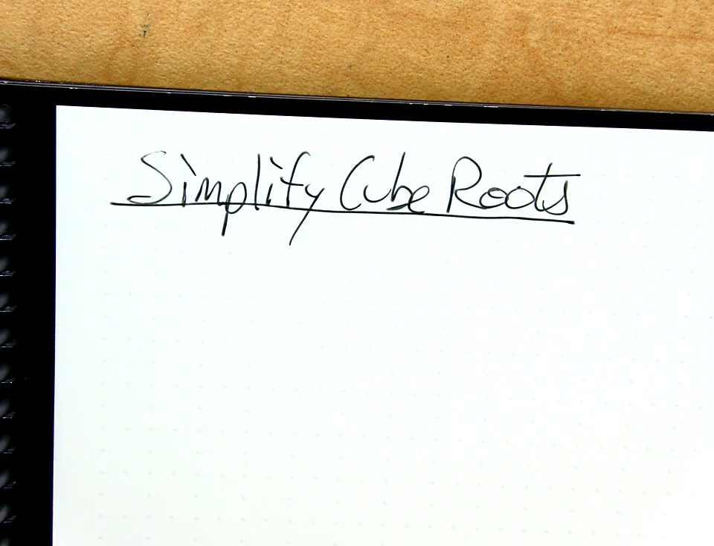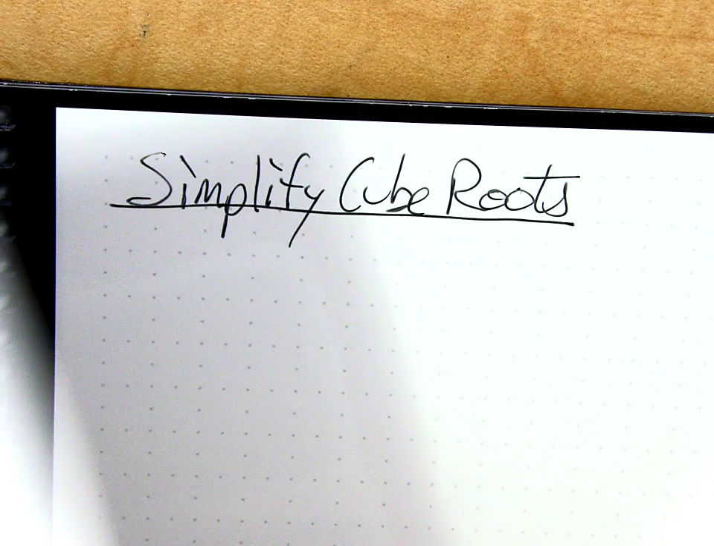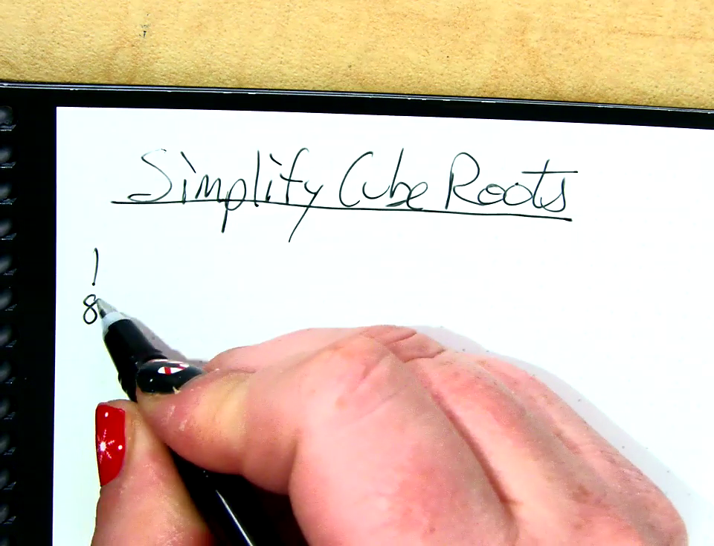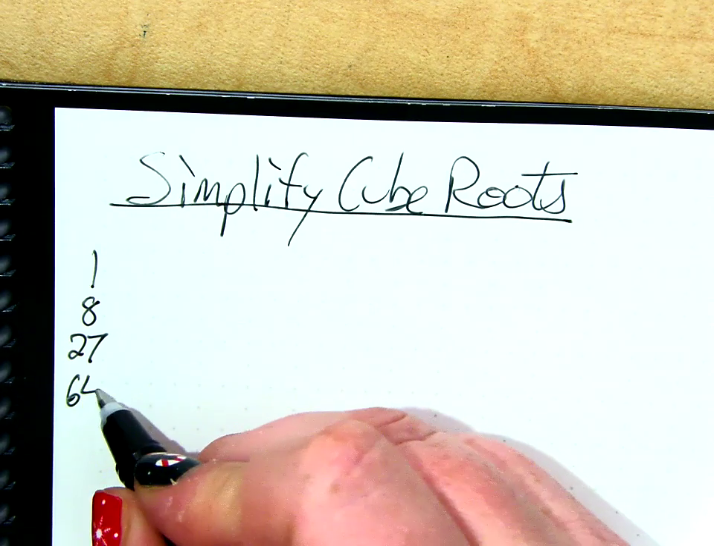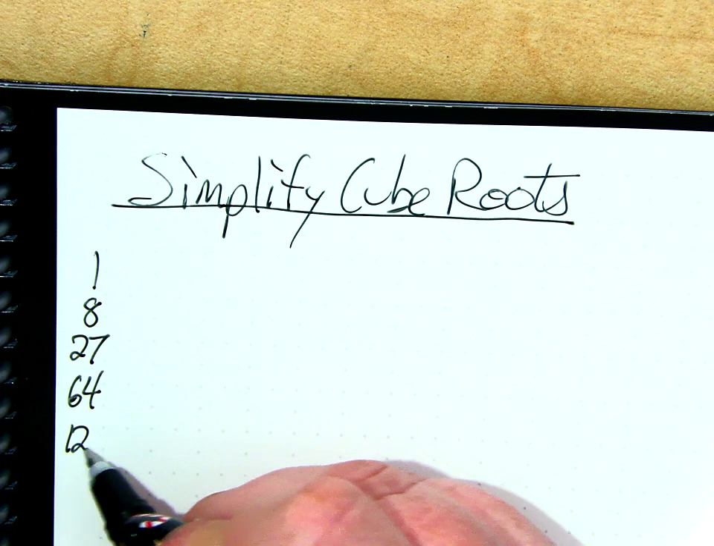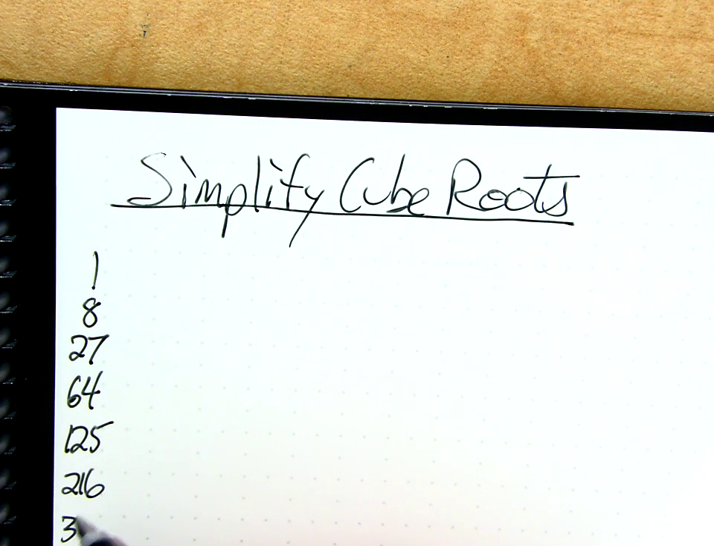Just like when I had square roots, I wrote the list of perfect squares on the side. I'm going to write the list of perfect cubes on the side, just because it helps me to have them right in front of me. So I'm just recopying them from the sheet. But you could do them in your head, right? 1 cubed, 2 cubed, 3 cubed, 4 cubed, and so on. And you can see they get real big real fast.